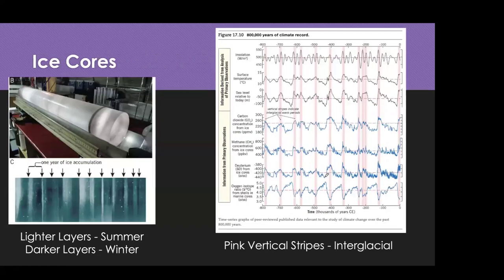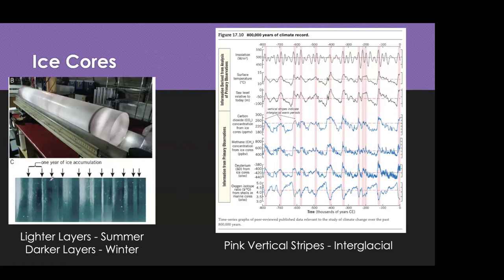Okay. Ice cores, you're going to be looking at this. This is the figure from the book that you're going to be using. Ice cores can record changes in atmospheric composition and temperatures over hundreds of thousands of years. So with this you're going to see 800,000 years of climate record based off of ice cores.